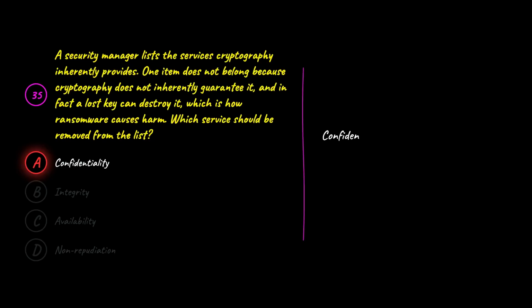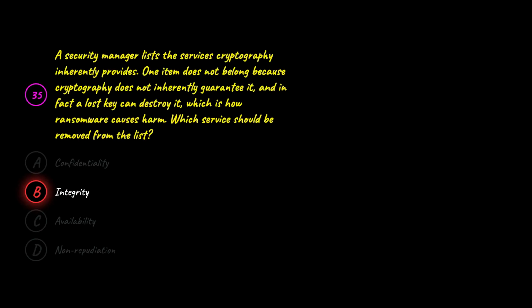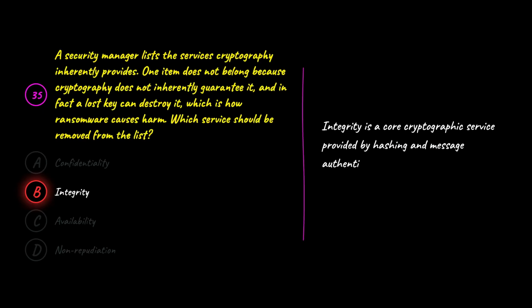A is wrong because confidentiality is a core cryptographic service provided by encryption. It belongs on the list. B is wrong because integrity is a core cryptographic service provided by hashing and message authentication codes. It belongs on the list.